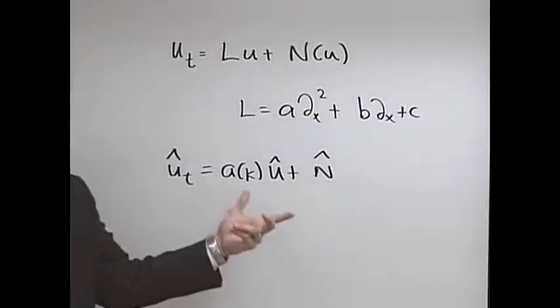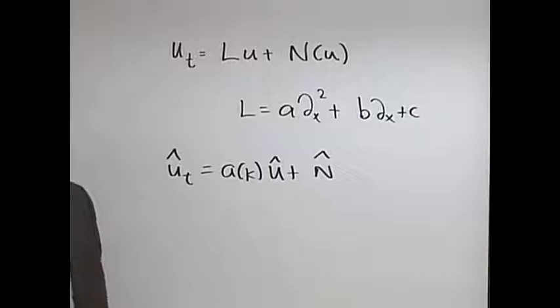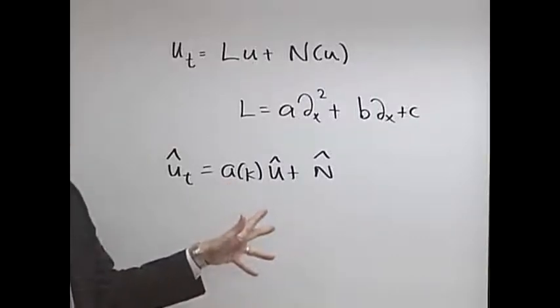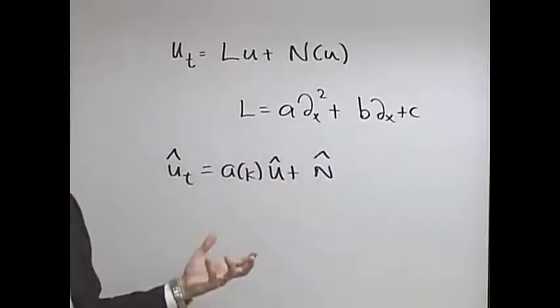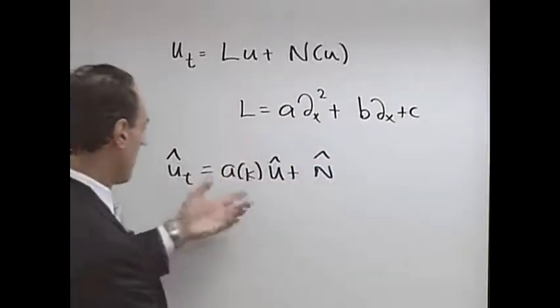I now have a differential equation, and I can throw that into ODE45, where A of k took care of all this stuff. This is some function of the k wave numbers. Well, what is A of k?